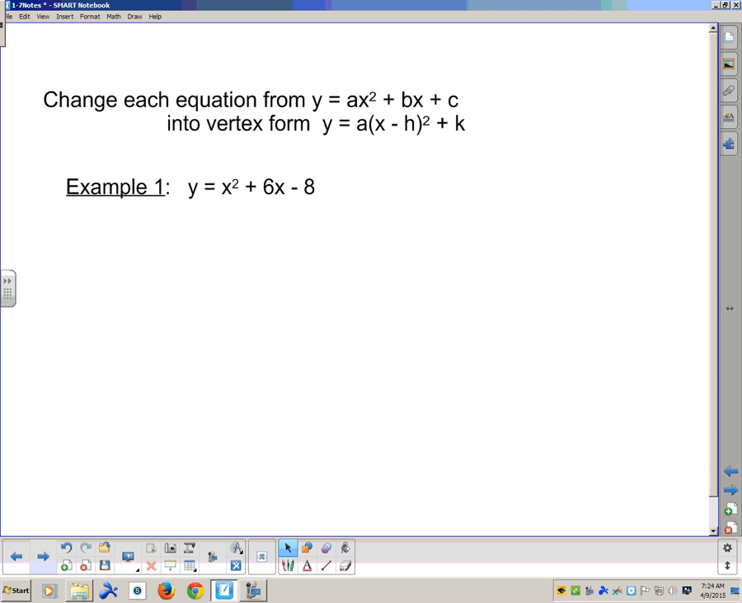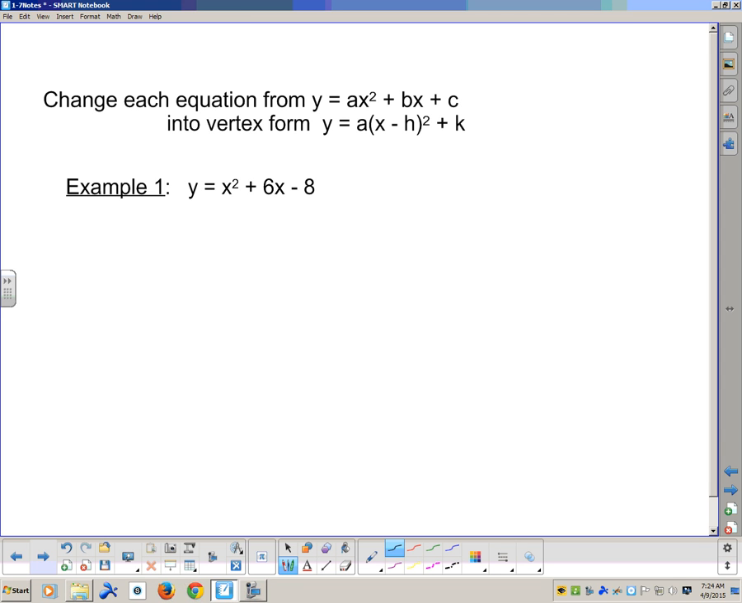All right, so again, the reminder at the top: your standard form is ax squared plus bx plus c, and your vertex form is a times x minus h squared plus k. If we can write the standard form into vertex form, we would then have done what we need to do. So we want to change this from standard form into vertex form. And we can do that by using completing the square.